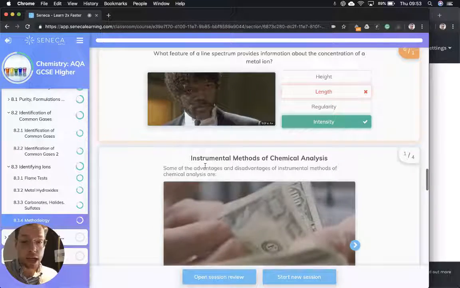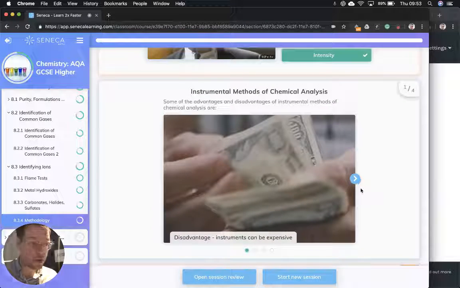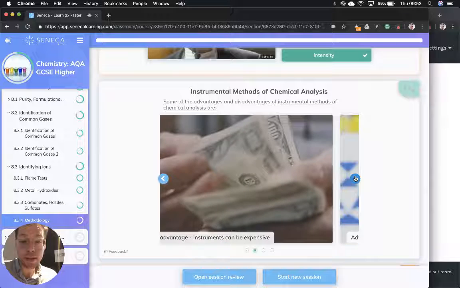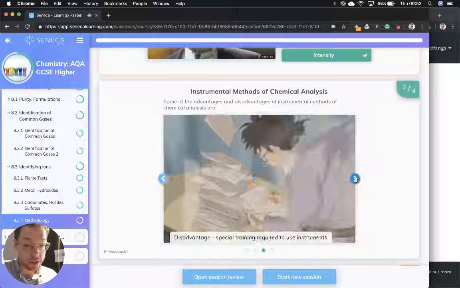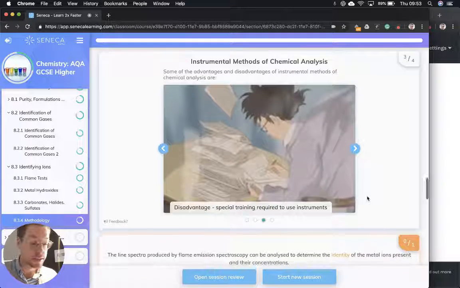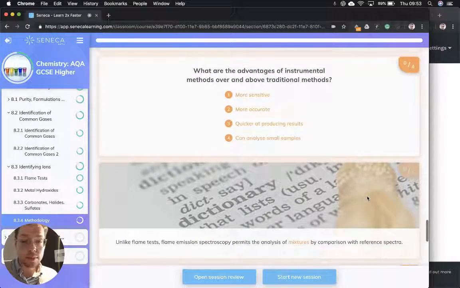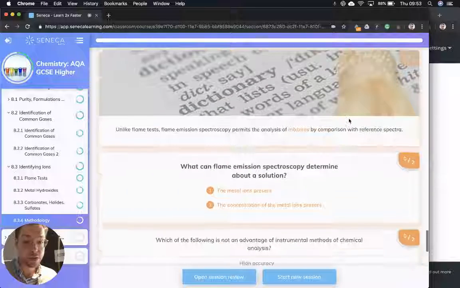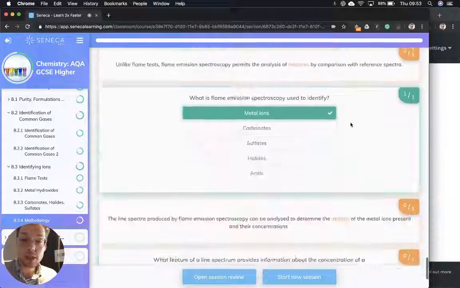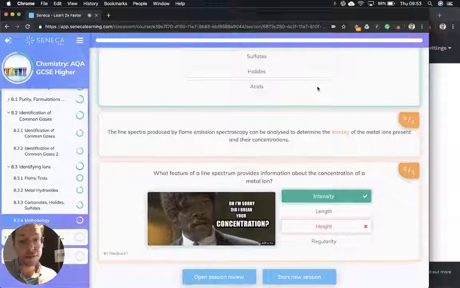Okay. Now, some of the disadvantages of instrumental methods, do you remember? They are expensive, they are quick at producing results, that's an advantage. And another disadvantage, you need special training. Okay, so some advantages of instrumental methods again, they're more sensitive, more accurate, they're quicker at producing results, and you can analyze small samples. Okay, now do you remember what is flame emission spectroscopy used to identify? We use it to identify metal ions.